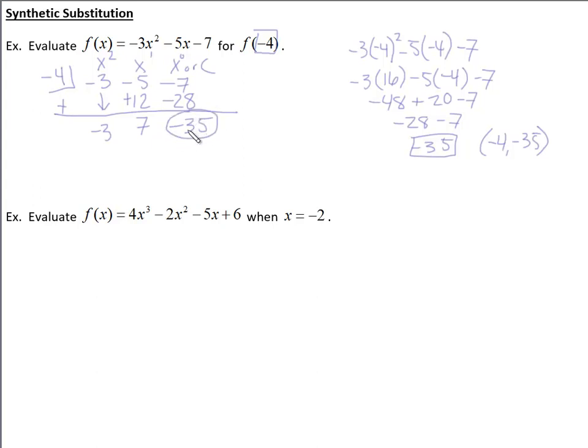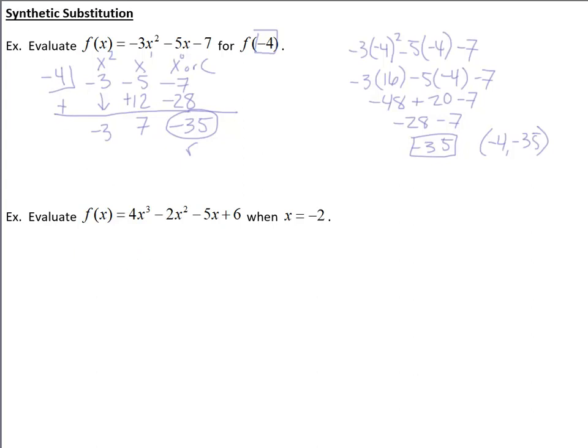So if you remember, when we were dividing, this was my remainder. And something called the remainder theorem says if I use this algorithm, the remainder is the output of my function at that x value. So basically, if I plug in negative 4, my remainder tells me the output, which is negative 35. So we get the same answer. We just have to interpret it a little different from when we're dividing. But the remainder tells me the answer. When I plug in negative 4, the answer is negative 35.